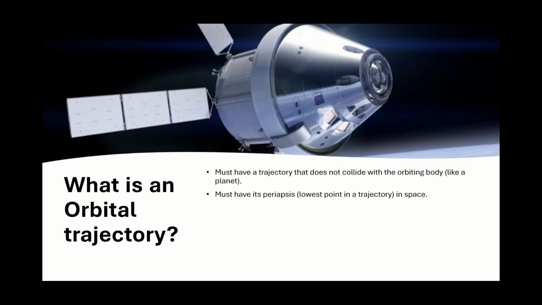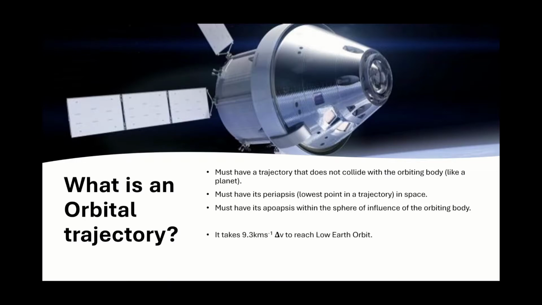Now, in order to have it orbit, its apoapsis must be within the sphere of influence of the orbiting body. The sphere of influence is just the range of where the planet's gravitational field is most dominant. Now, it takes 9.3 kilometers per second of delta V to reach low Earth orbit, which is 6.6 times higher than having a suborbital trajectory.